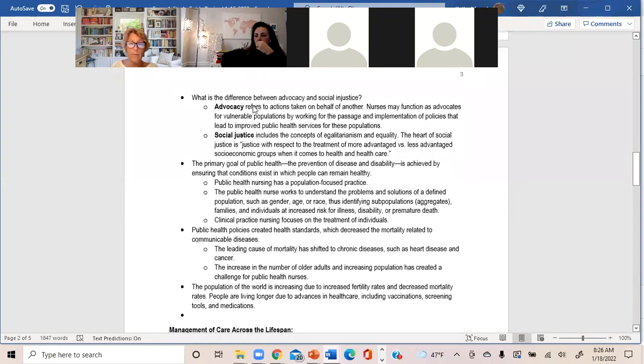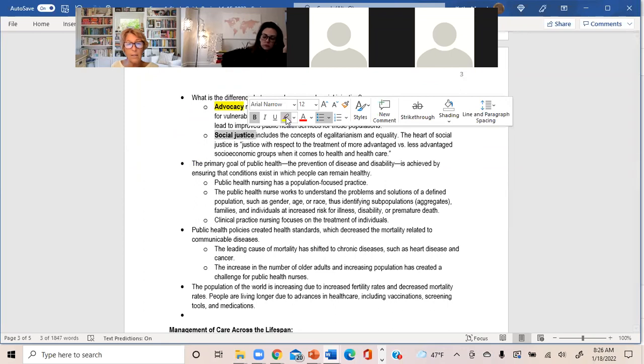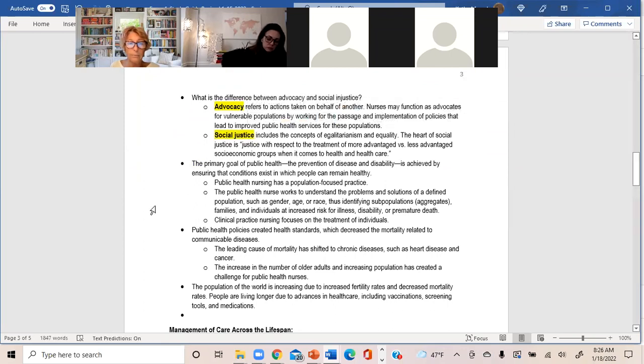What's the difference between advocacy and social justice? You need to know that. Anything on the study guide you need to know. And I don't mean word for word. I mean topic and concept. So we all know what advocacy is, right? We all know what social justice is. Here are your definitions.